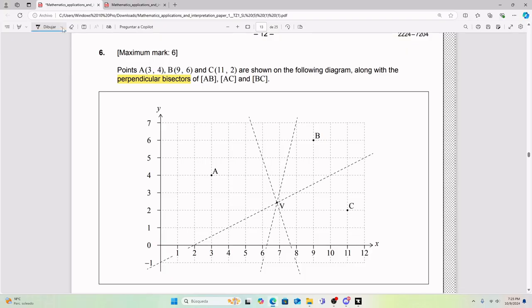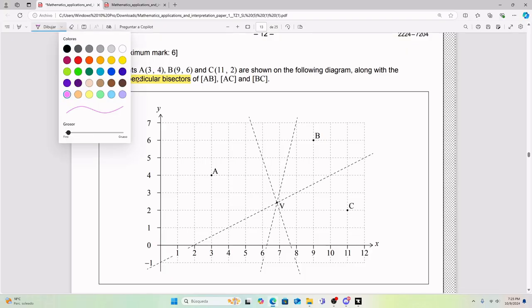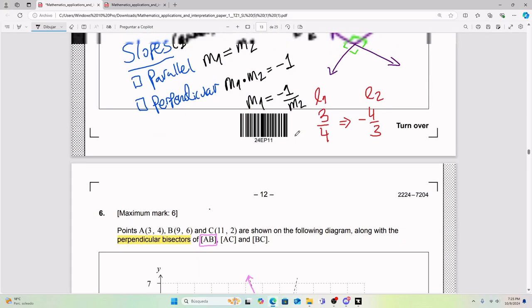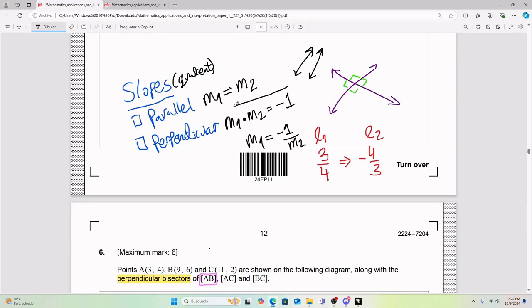So for us to understand perpendicular bisectors, let's focus on only one example, AB. The perpendicular bisector of AB is this one right here. It's perpendicular because, as you can see, if I were to draw a line between A and B, I end up with 90-degree angles. This is also a hint: if I have the slope of one of them, I can find the slope of the other one.